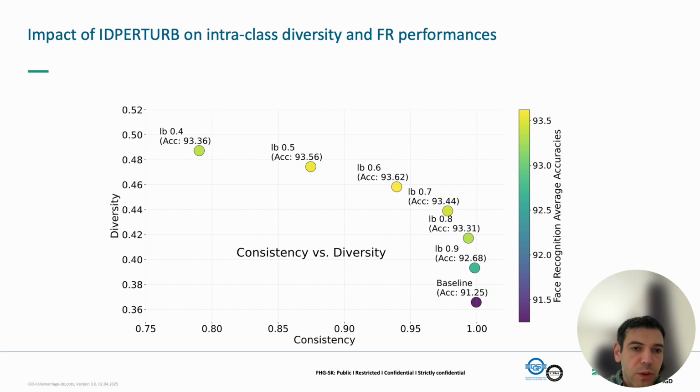This plot shows the trade-off between diversity and consistency of the data generated with different lower bound values, along with the face recognition performance. We can see here that the point in this plot that provides the best trade-off between intra-class consistency and diversity leads to the best face recognition performance.